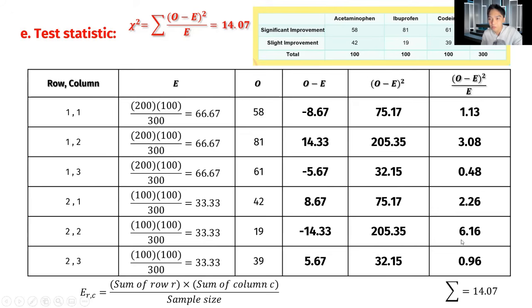Now, get the sum, since we're talking about the summation. So, if we get the sum, 1.13 plus 3.08 plus 0.48 plus 2.26 plus 6.16 plus 0.96, a total of 14.07. That is now our computed value, or p-value. Now we compare it to our critical value.